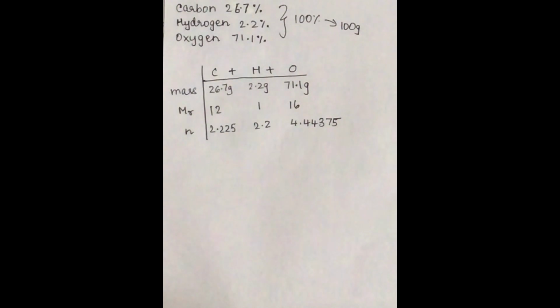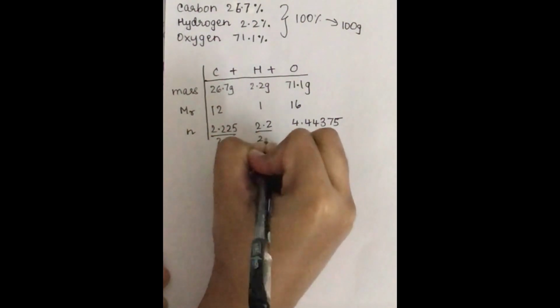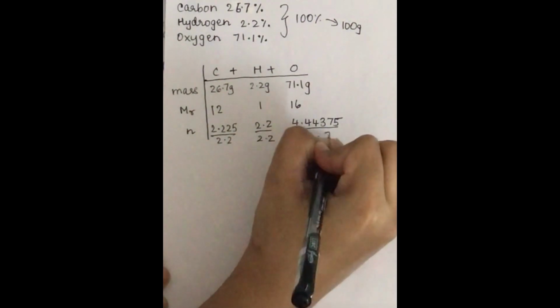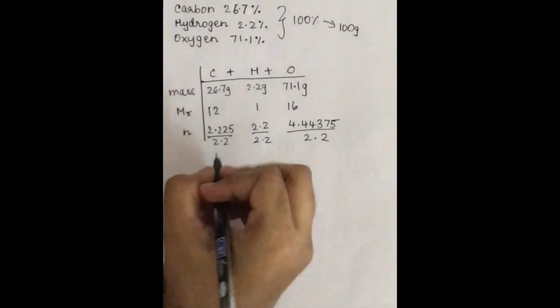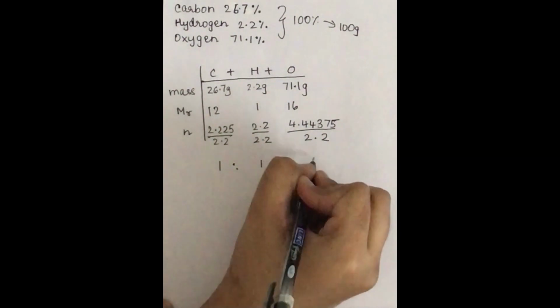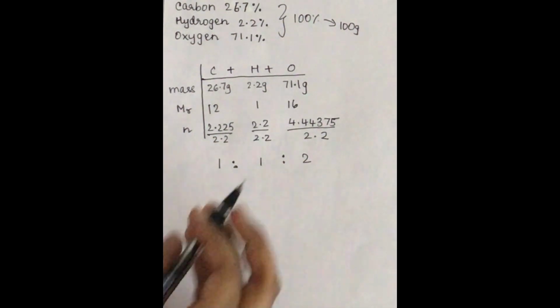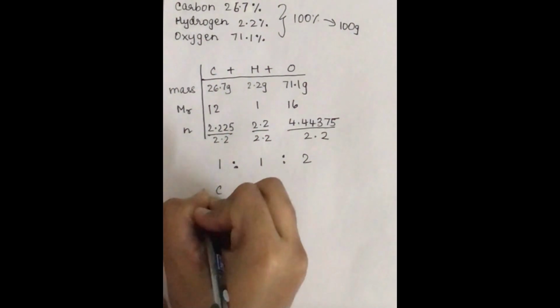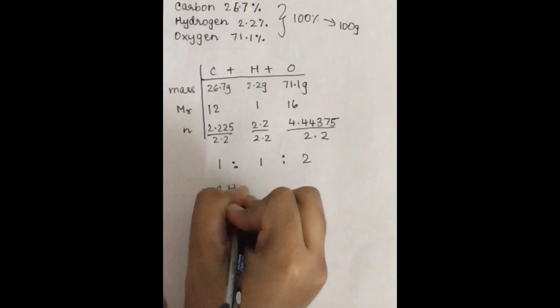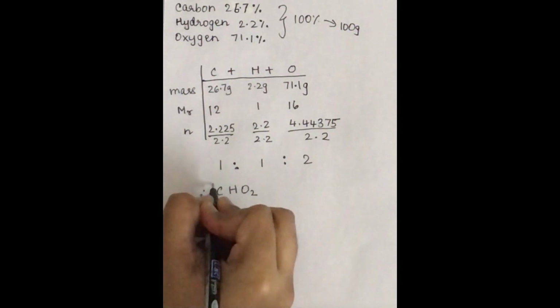Now we've got all these decimals, but we must divide by the smallest of these 3 numbers. So as we can see, that's 2.2. So we'll divide all of them by 2.2. And we'll get 1 in this case, 1 for hydrogen and 2 for oxygen. So this will give us the empirical formula CH2O2. Since carbon is 1, hydrogen is 1, whereas oxygen is 2. And that is our empirical formula.